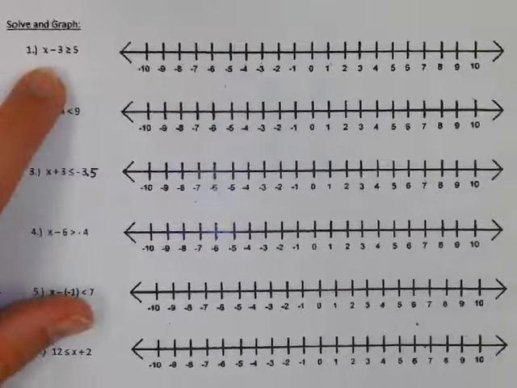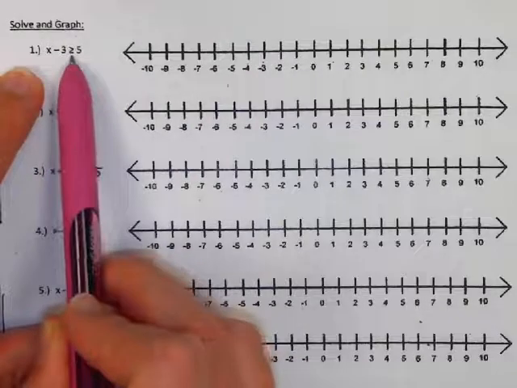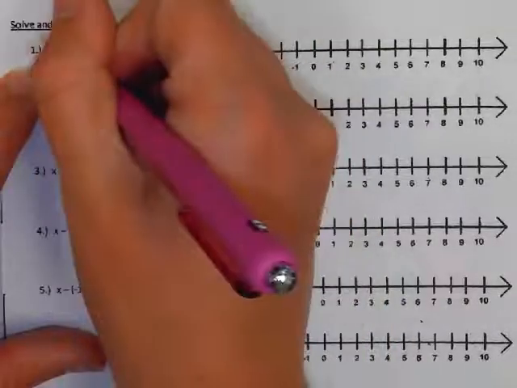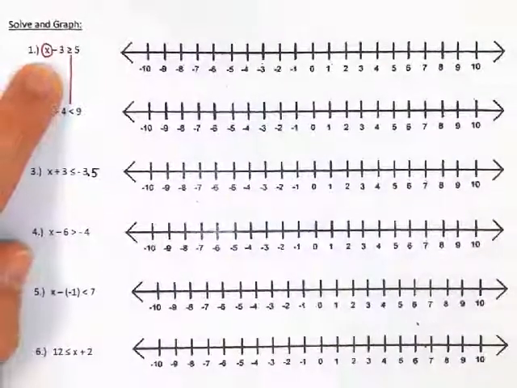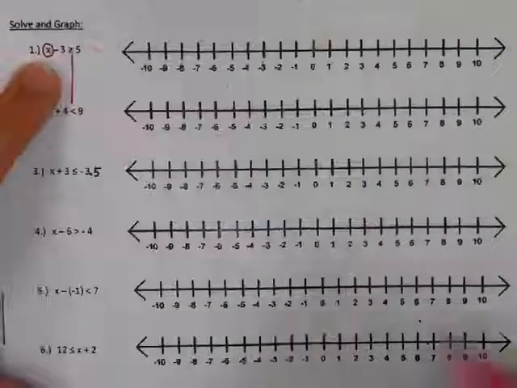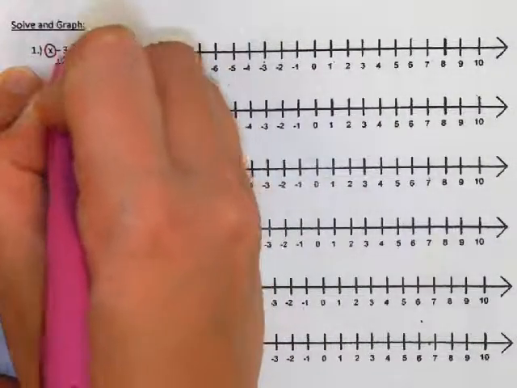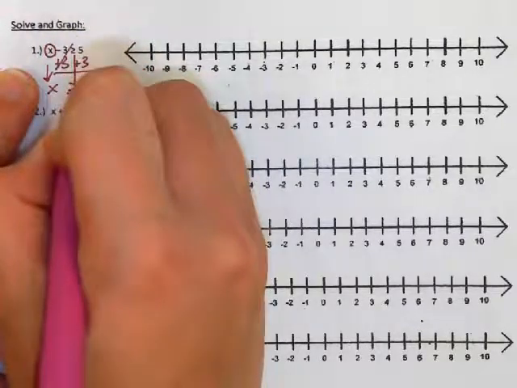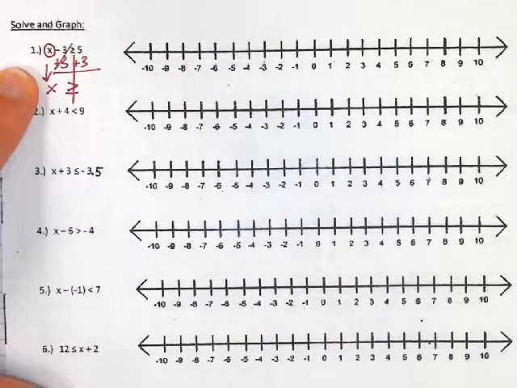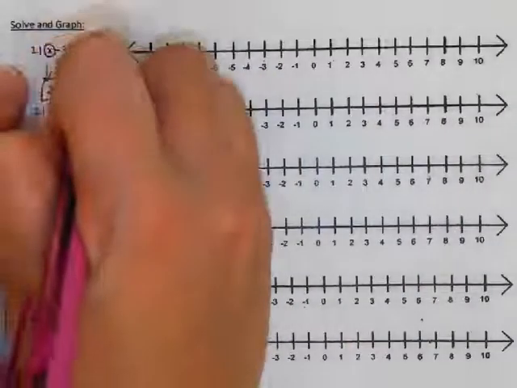Solve and graph. Number 1, x minus 3 is greater than or equal to 5. Draw my line, find my variable. I have a minus 3. How do I get rid of a minus 3? I add 3 to both sides. Cancels out. X, bring down my greater than or equal to, and 5 plus 3 gives me 8. So x is greater than or equal to 8.